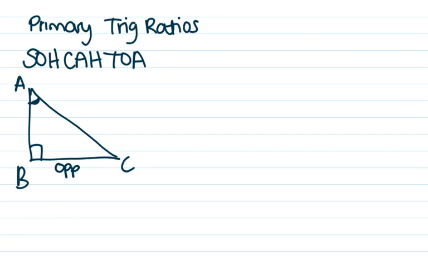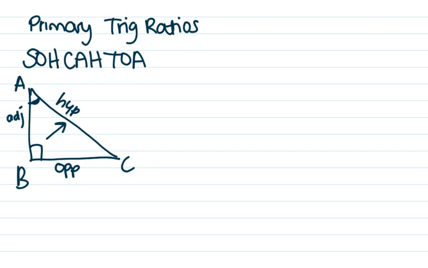The side length that's adjacent is the one that's touching, but it's not the hypotenuse. Okay, so that would be this one here, adjacent, and then the hypotenuse is always the longest side, and it's always opposite the right angle. So it's the one that's not touching the right angle. Okay?